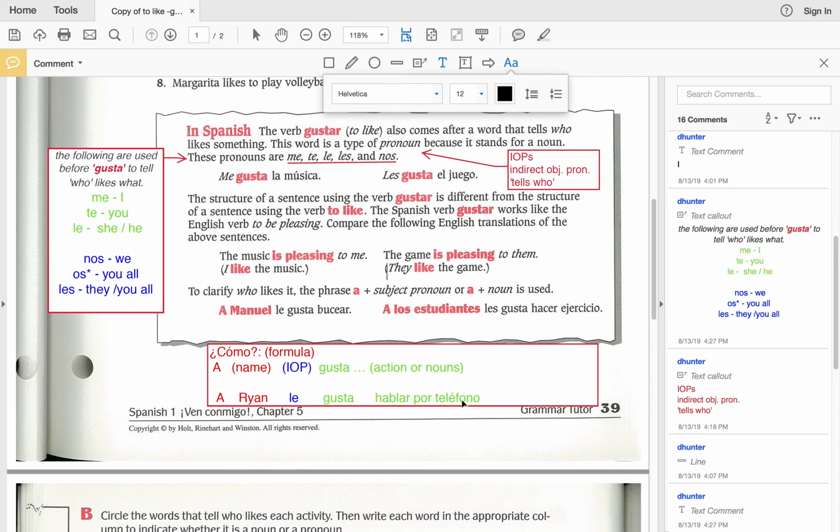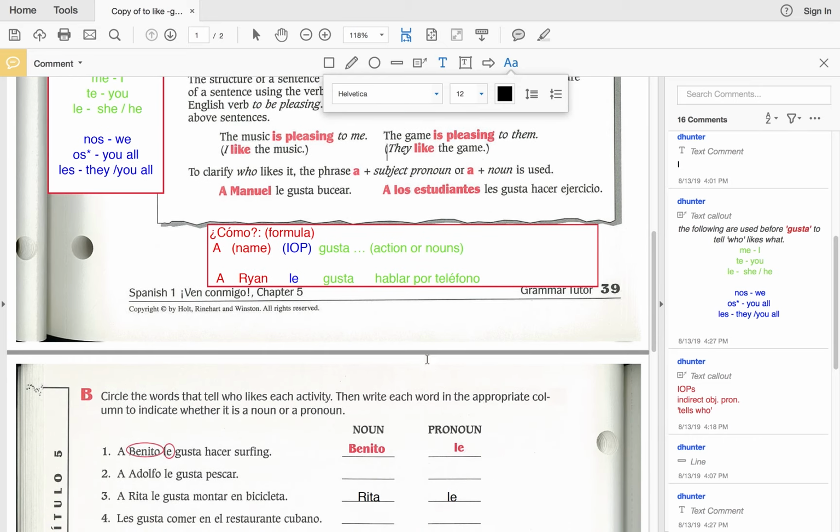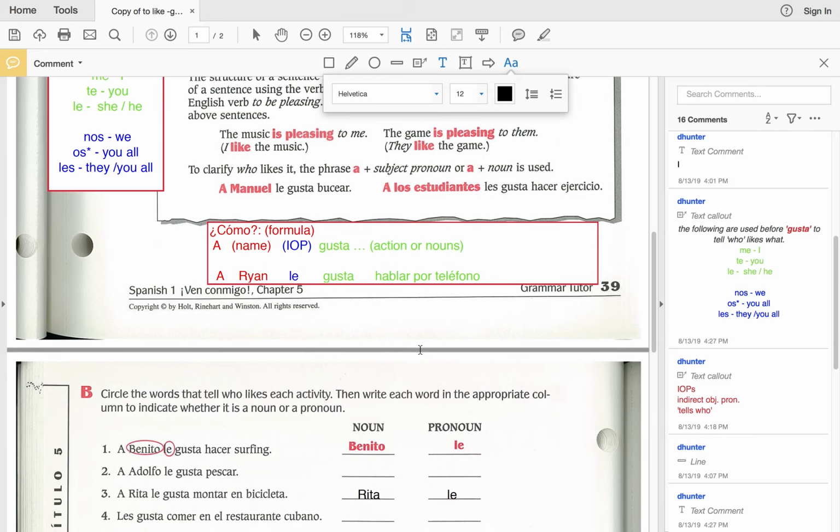Let's take a second, think about that. See if you could try to understand what's being communicated there. If you can, go ahead and write it in the bottom margin right below that line. But again, a Ryan le gusta hablar por teléfono. Again, we know it's talking about Ryan, who likes to do the following. And I think at this point we all know it's hablar por teléfono, speaking by phone or talking on the phone.